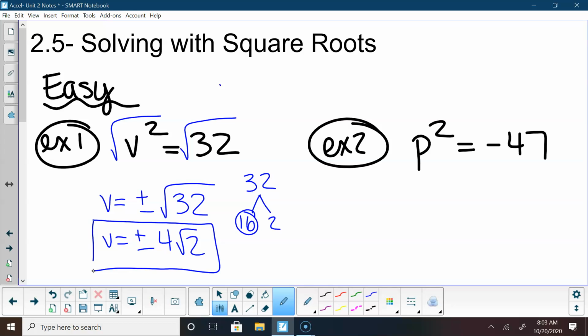Now, some teachers will force you to kind of split those two so that you see that it's two separate answers. I'm okay with you leaving it as plus or minus because that to me says you know that there's actually two solutions there.